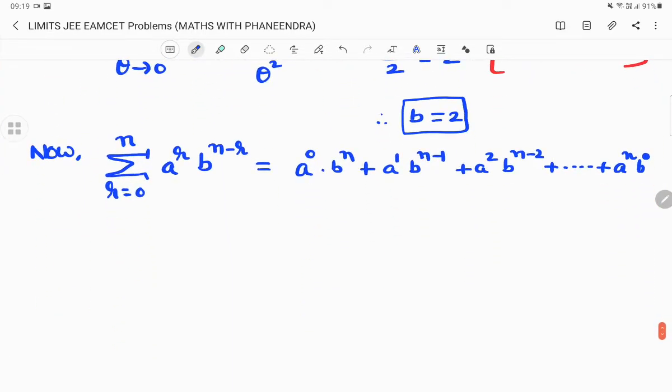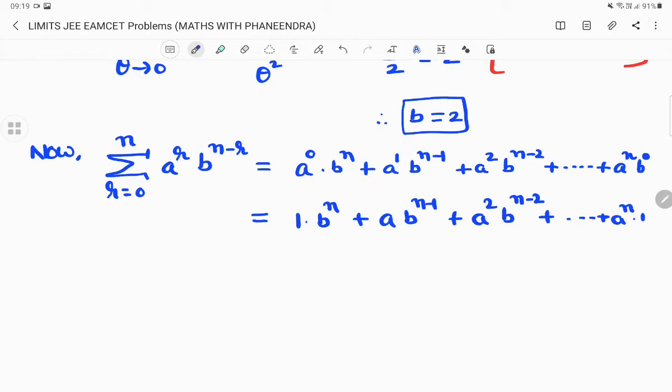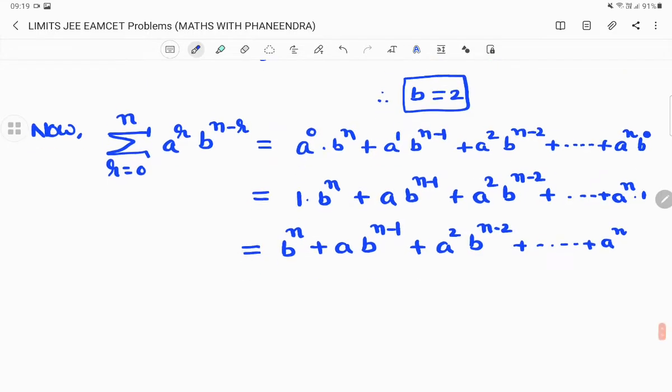So this is equal to anything power 0 is 1 into b power n, plus a b power n minus 1, a square b power n minus 2, plus and so on, a power n into b power 0, which is 1. So simply we can write it as b power n plus a into b power n minus 1 plus a square into b power n minus 2 plus and so on a power n.